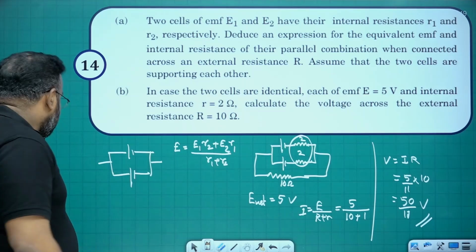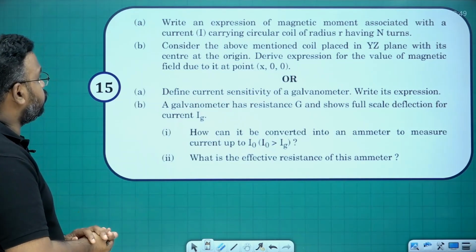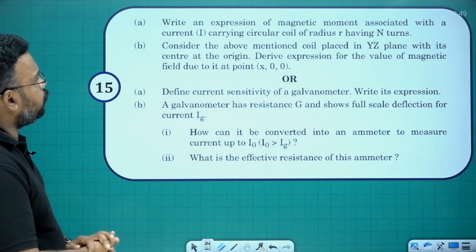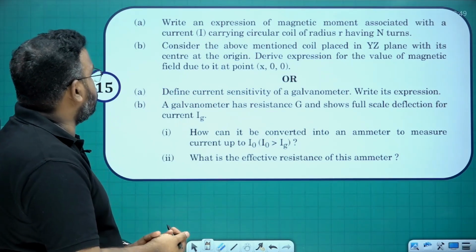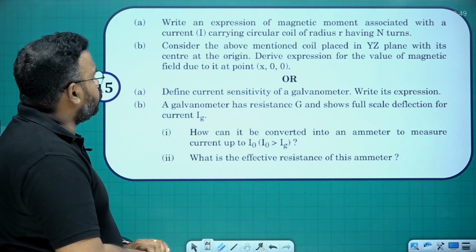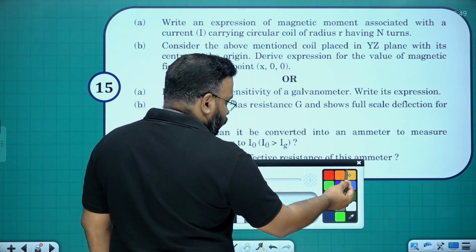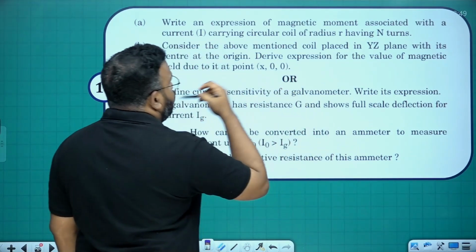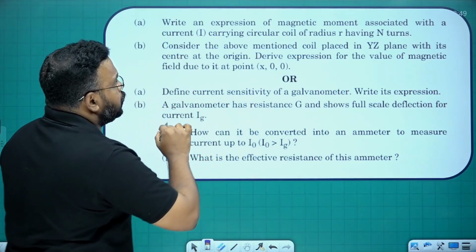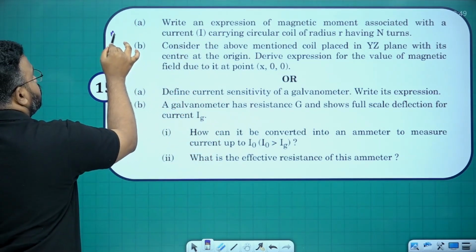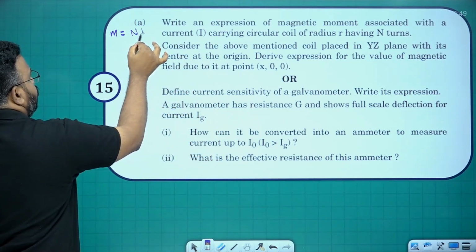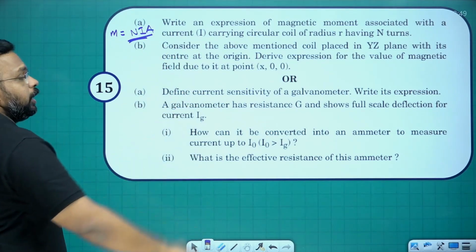Question number 15. Write an expression for the magnetic moment associated with a current carrying circular coil of radius r having n turns. Dear students, derivation is also important, but in this question they are asking only to write an expression. What is the magnetic moment formula? M is equal to NIA. This is the equation for the magnetic dipole moment.